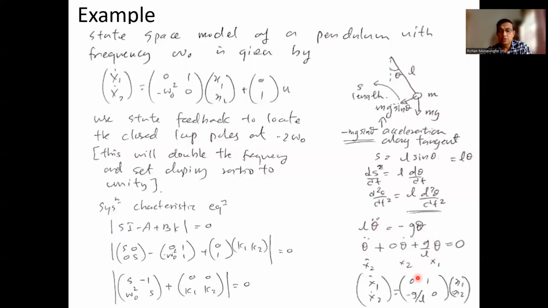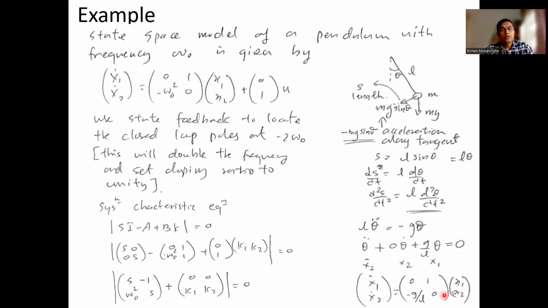So, and then turn into a state space model, you will see this one, right? Let us call theta as the first state variable and theta dot as the second state variable, right? So it's a second order model. X1 dot, X2 dot is equal to system matrix times X1, X2. Okay, fine.